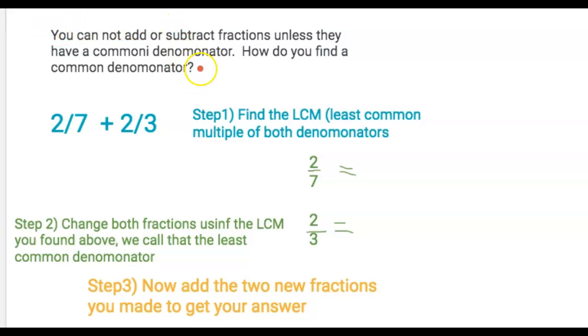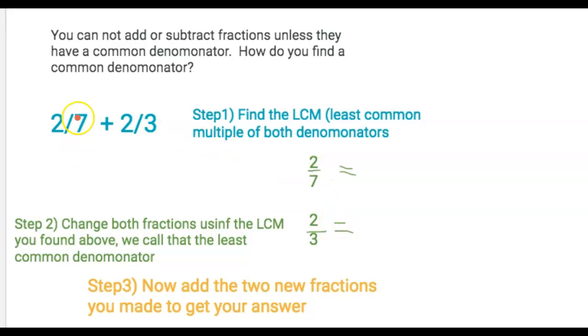There's some steps here to help you figure out how to do it. So if you need to come back to this video to look at these steps to help you out at any point in time, please make sure you do it. And you can even pause it and read the steps to yourself. So you cannot add or subtract fractions unless they have a common denominator. How do you find a common denominator? Step 1. Find the LCM, the least common multiple of both denominators.